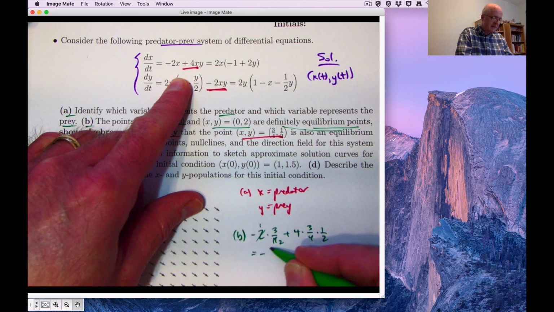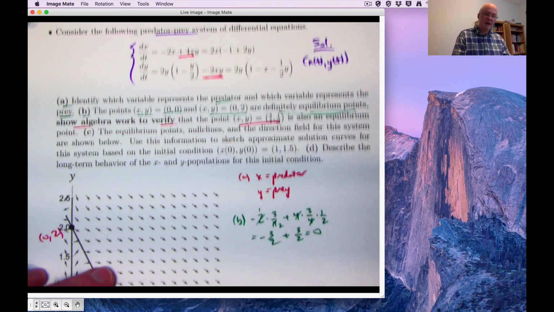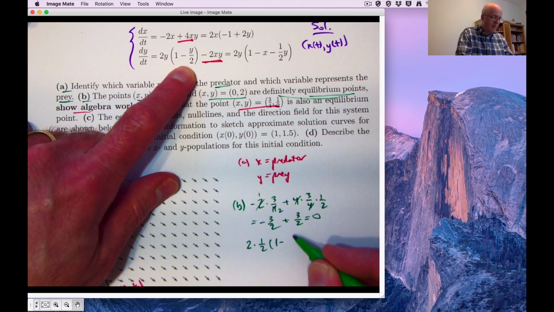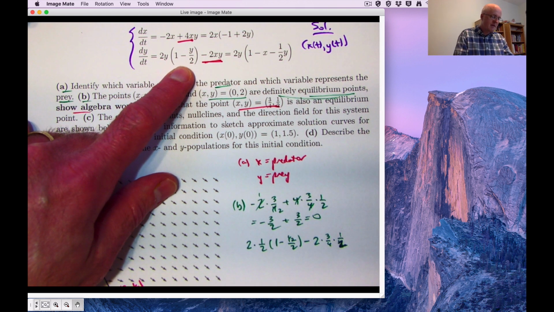This simplifies to -3/2, and this simplifies to +3/2. We do get 0. I also need to check the second equation. 2 times y is 2 times 1/2 times 1 minus 1/2 over 2 minus 2 times x, which is 2 times 3/4 times y. This should simplify to 0 as well, hopefully.